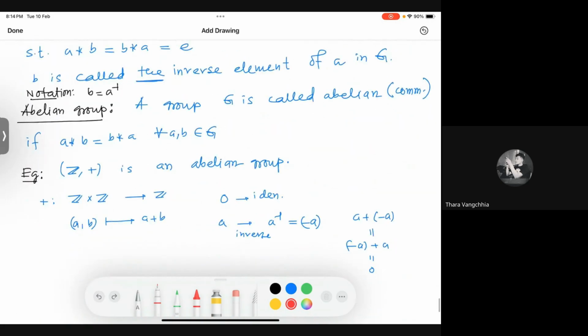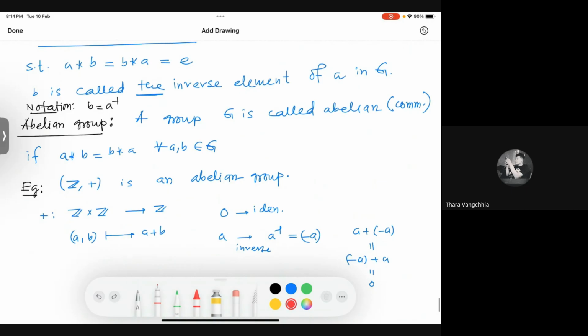And what is an abelian group? Abelian group means a star b is equal to b star a. Fine.